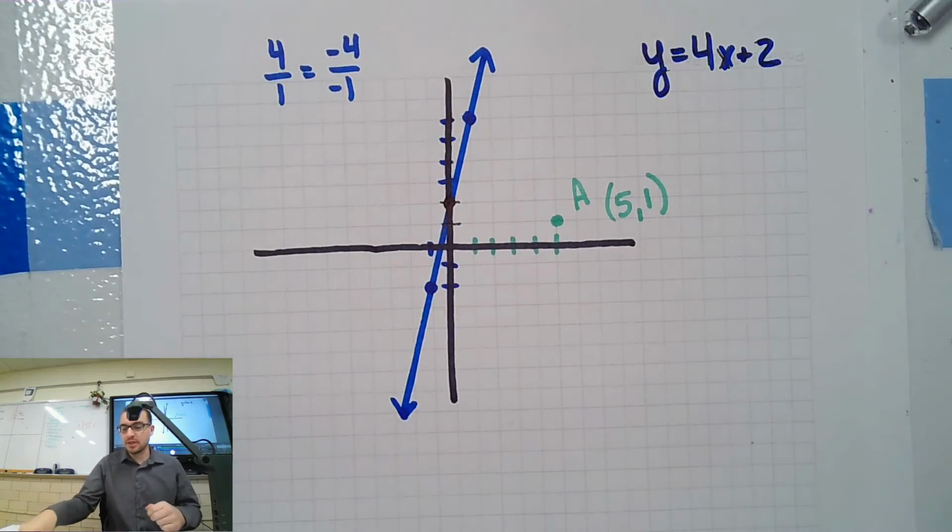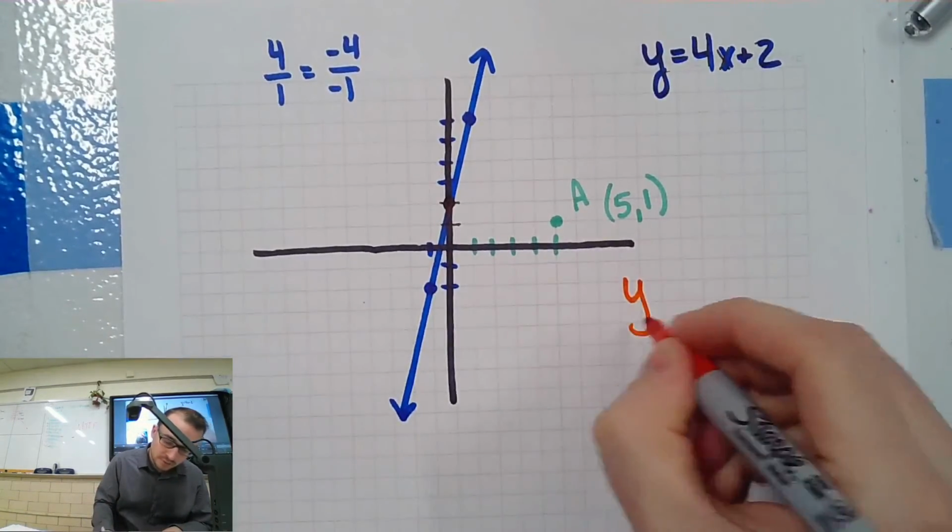Now, let's find the line that's perpendicular to it. What will the slope be if it's perpendicular?